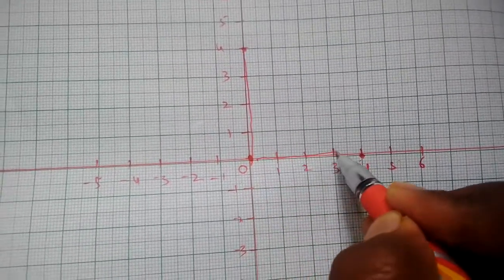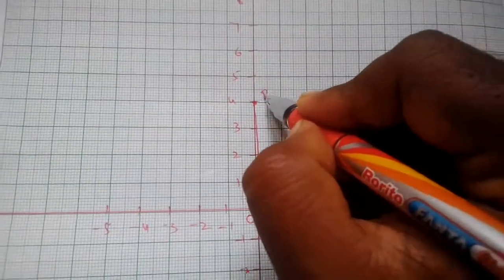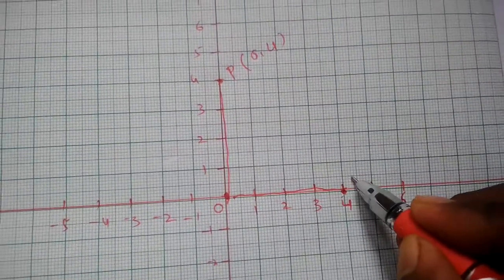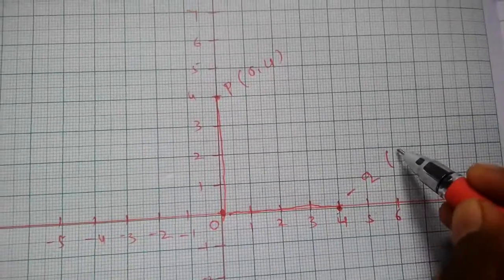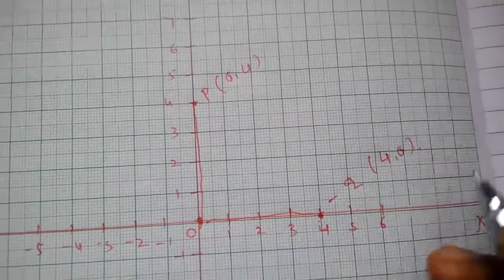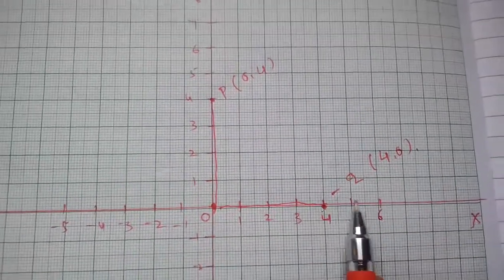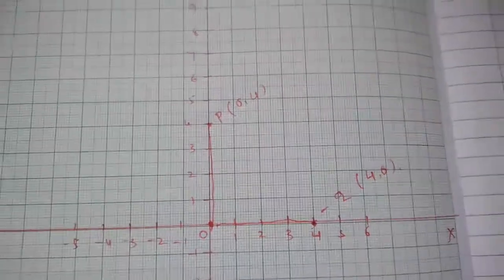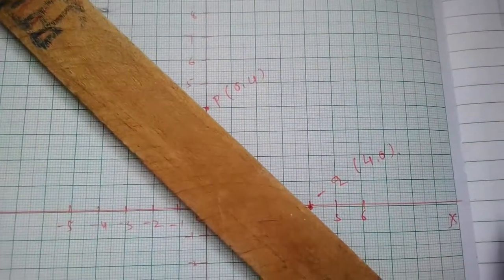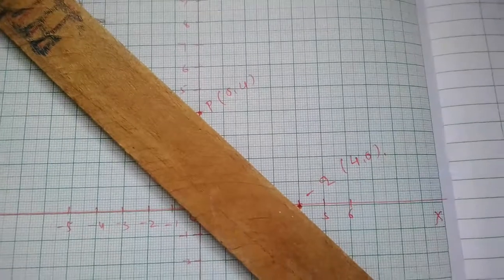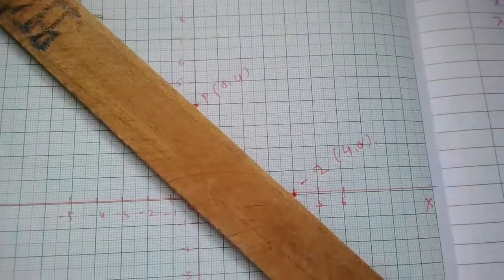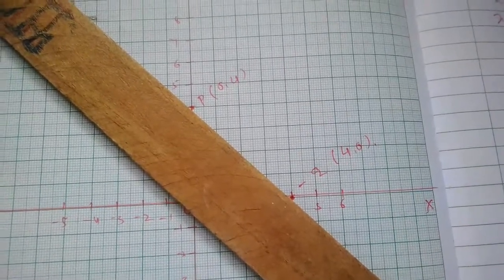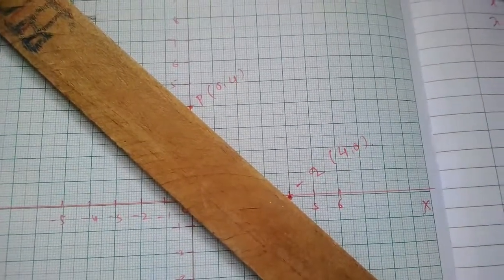Okay, this is considered as P, when x equal to 0, y equal to 4, and this is Q, when x equal to 4, y equal to 0. Keep the scale exactly on these 2 points and draw a straight line. That will be your exact straight line of the equation x plus y equal to 4.